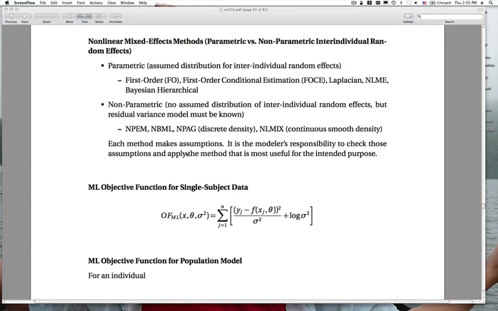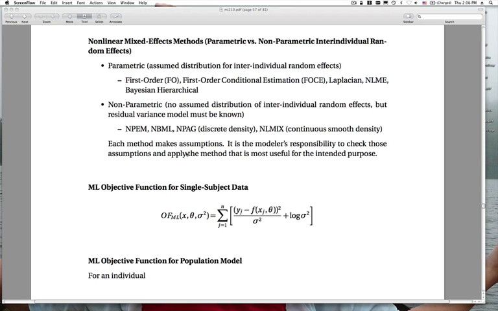Nonlinear mixed effects methods can be categorized into two major headings. One is parametric methods, and the other is nonparametric methods. This really has to do with the assumptions around the individual random effects and also some assumptions about the residual random effects. It has nothing to do with the assumptions about parametric or nonparametric forms for the structural fixed effect model.